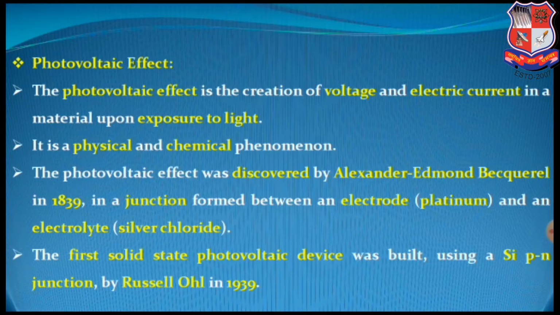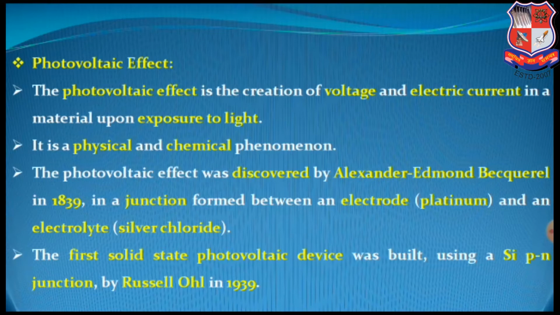The photovoltaic effect was discovered by Alexandre Edmond Becquerel in 1839. It was analyzed in a junction, basically formed between an electrode, platinum, and an electrolyte. The electrolyte was a solution of silver chloride.